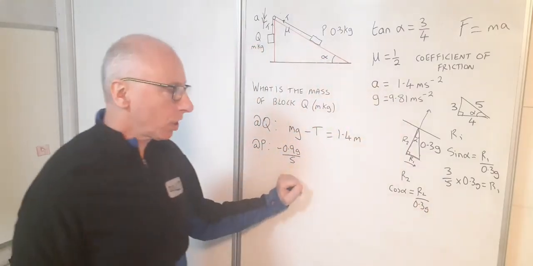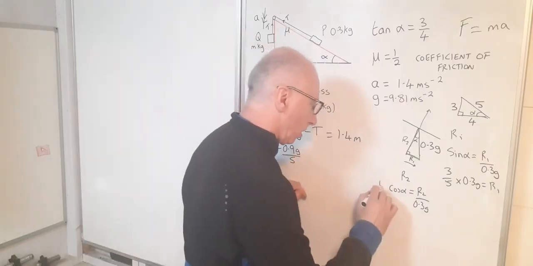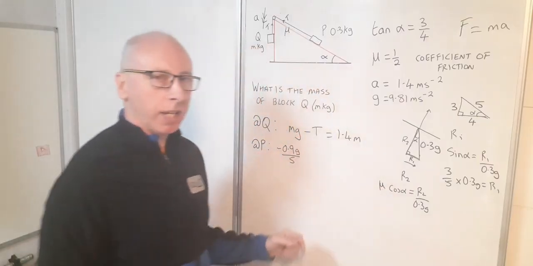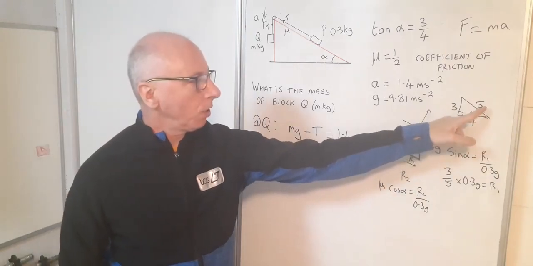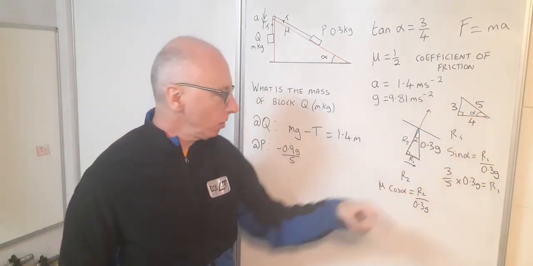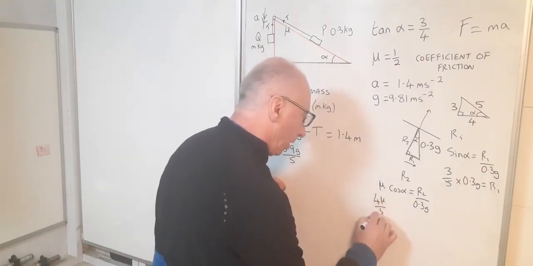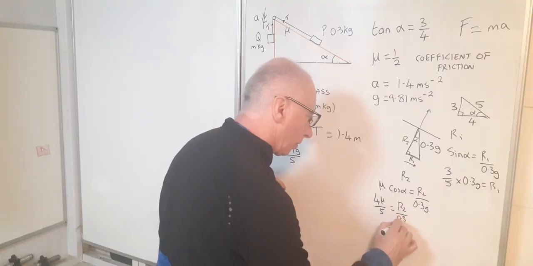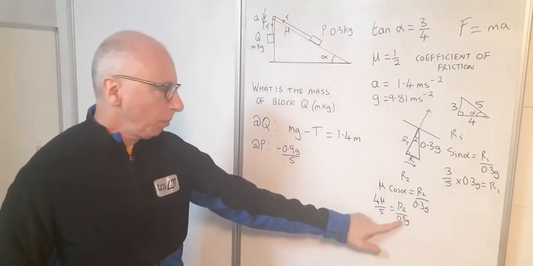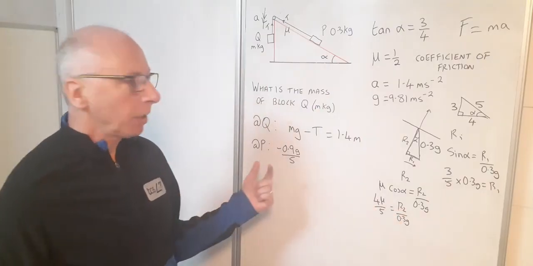Now the coefficient of friction will be acting on that, so we need to multiply all of this by mu. Okay, so now cosine of alpha. What's cosine of alpha? Well, we've got 4 and 5, adjacent over hypotenuse. So we've got 4 mu over 5 equals R2 over 0.3 g.